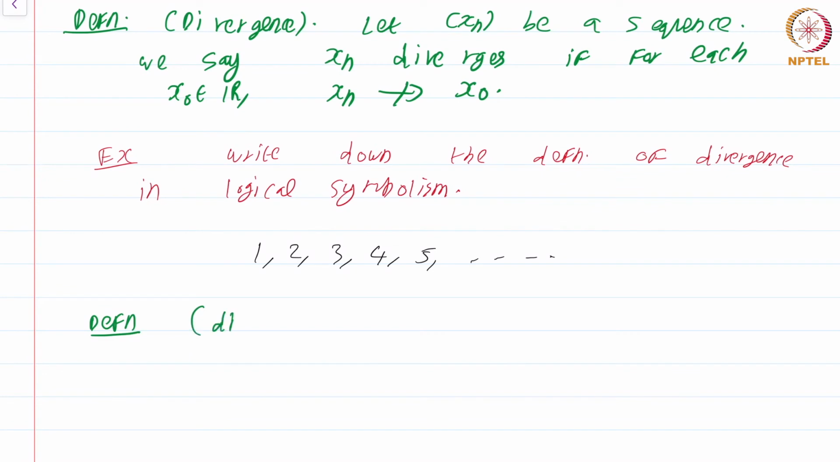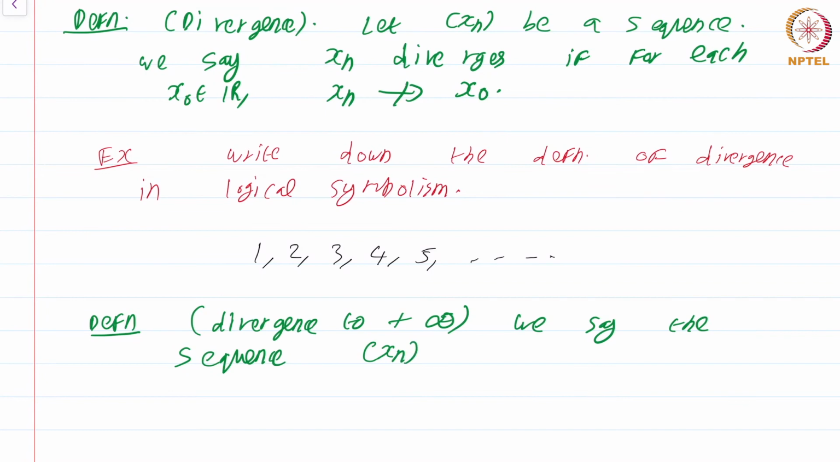Divergence to plus infinity. We say the sequence xn diverges to plus infinity. Now I'm going to write down a statement which is going to be very, very similar to the usual definition of convergence. The key thing is we want to capture that the terms of the sequence xn get larger and larger.